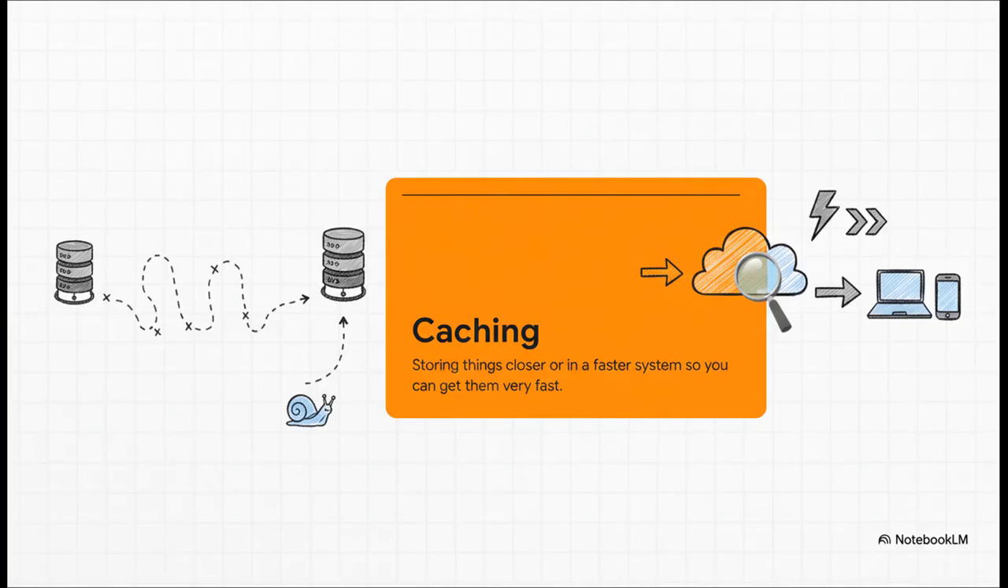The idea is actually super simple, but so powerful. Think about it like this. Instead of having to drive all the way to the library every single time you need to look up a fact, what if you just kept a couple of essential books right there on your desk? Caching is basically that. It's the digital version of your desk library.